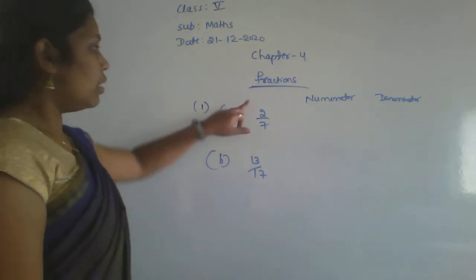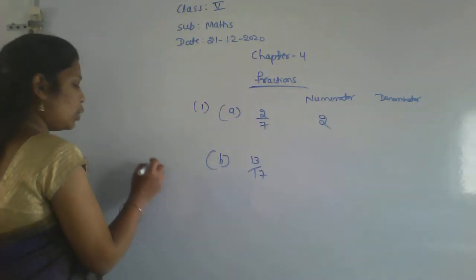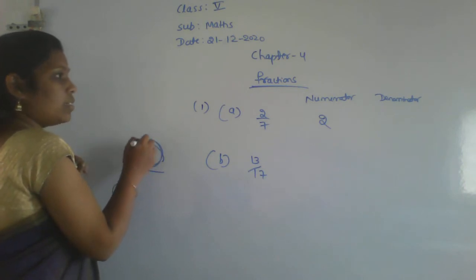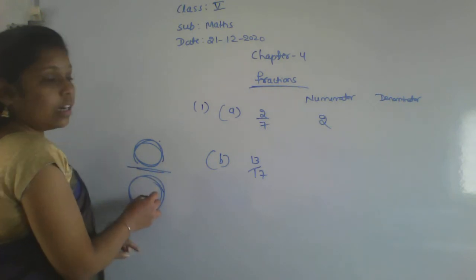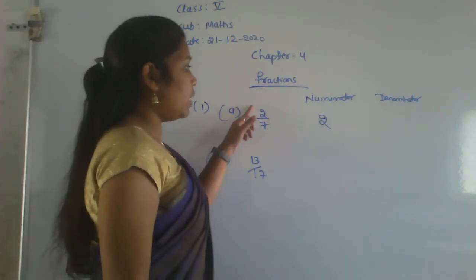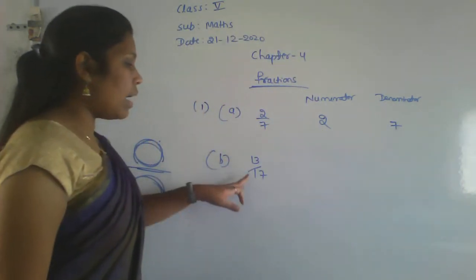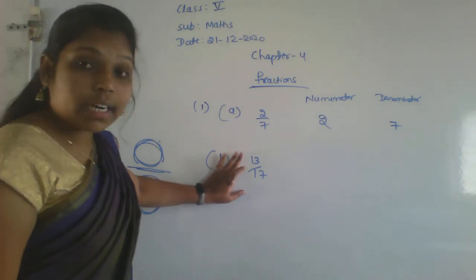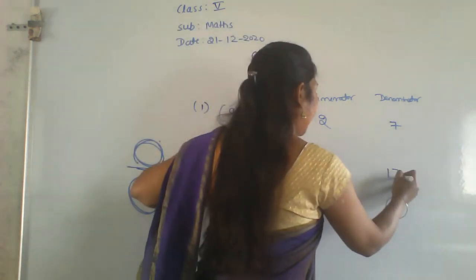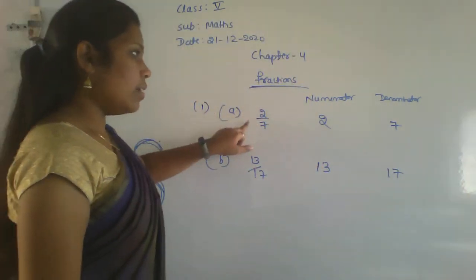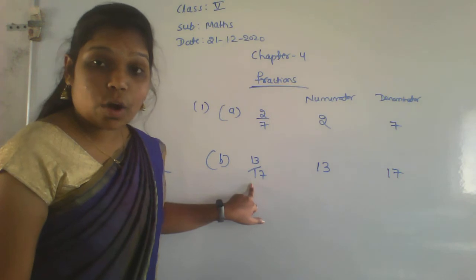Hope everyone knows that. Whatever value you write on the upside is called the numerator, and whatever value you write on the downside is called the denominator. So here 2 is the numerator and 7 is the denominator. Next, 13 by 17: 13 is the numerator and 17 is the denominator.